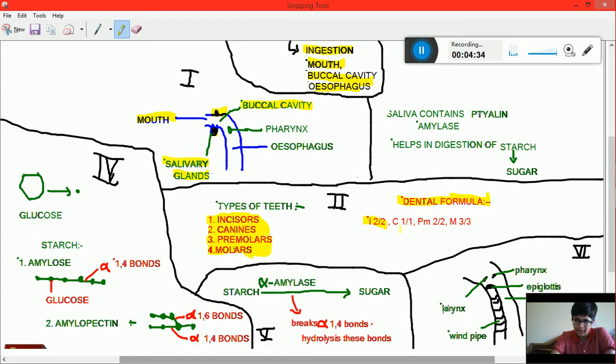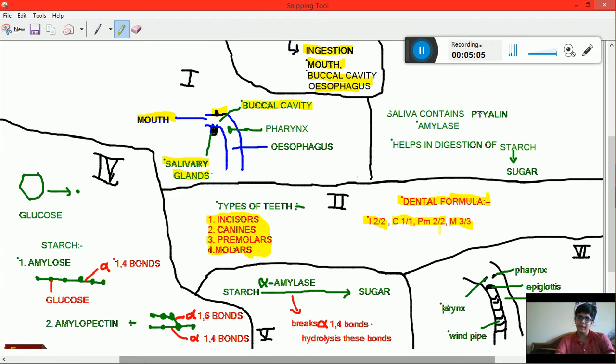Then canine. After incisors come canines, which are 1 on the left side and 1 on the right side. First 4 incisors, then 1 on the left side and 1 on the right side, canine. Then comes premolar. Premolar, PM, is 2 on the left side and 2 on the right side, in the same way. And then molar, that is 3 on the right side and 3 on the left side, and premolar 2 on the right side and 2 on the left side. So this is the basic dental formula.